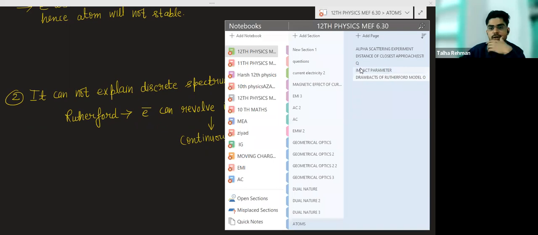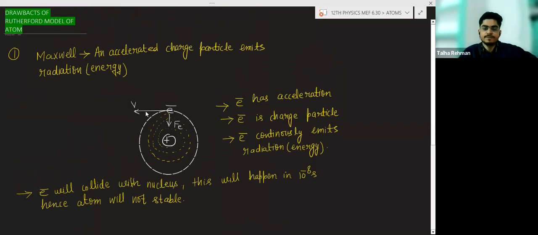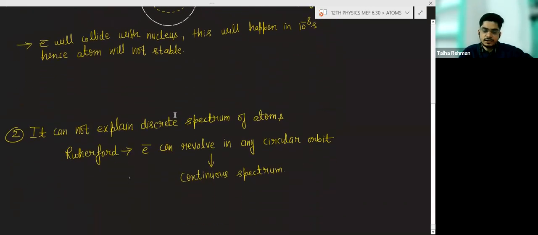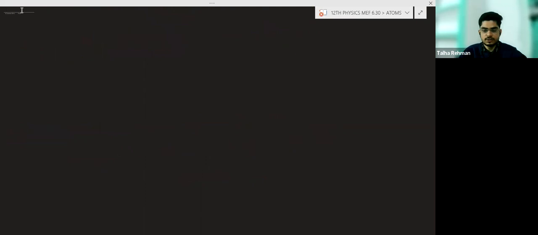After this, there are some drawbacks in the Rutherford model of atom. So after that, in 1913, there was a scientist, Niels Bohr. He gave his model of atom. What he actually did was make some modifications in Rutherford's model of atom.